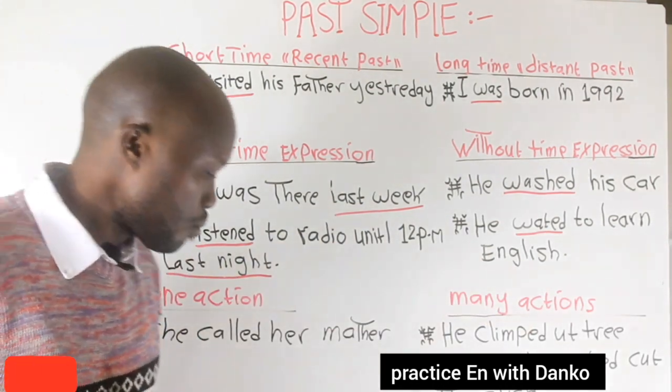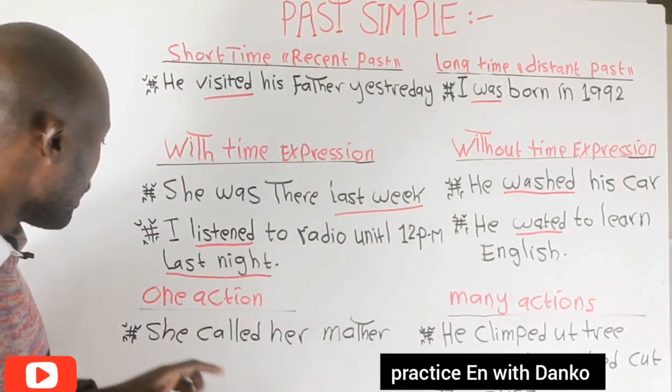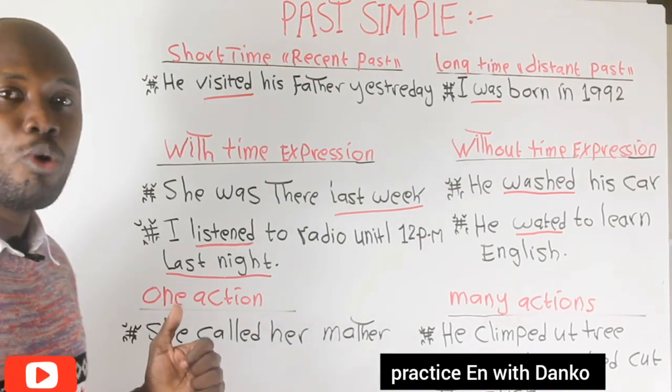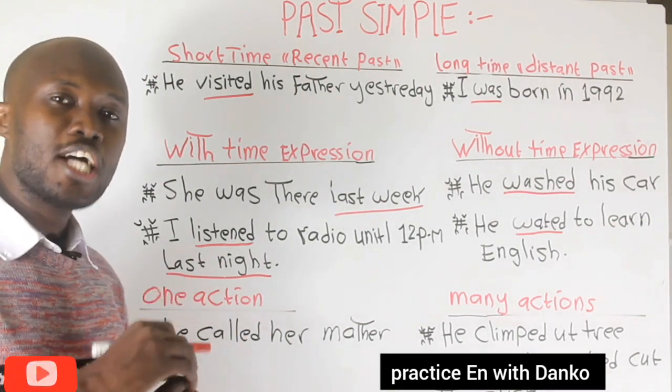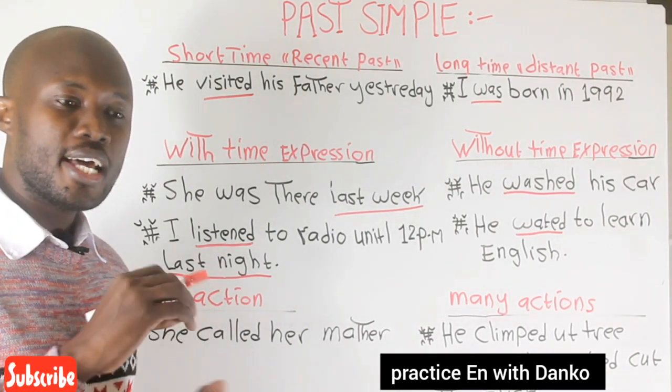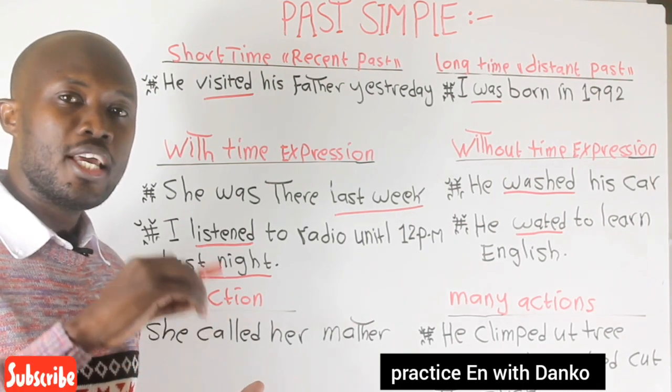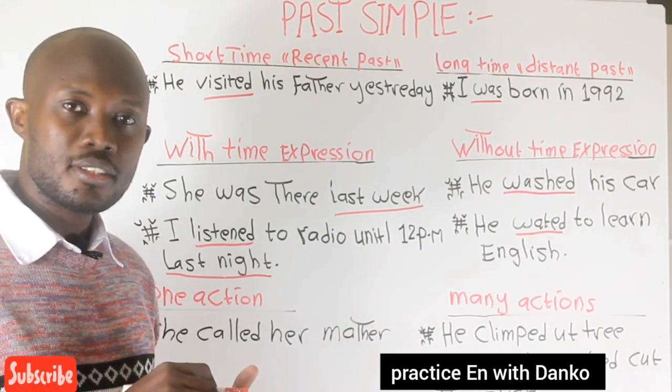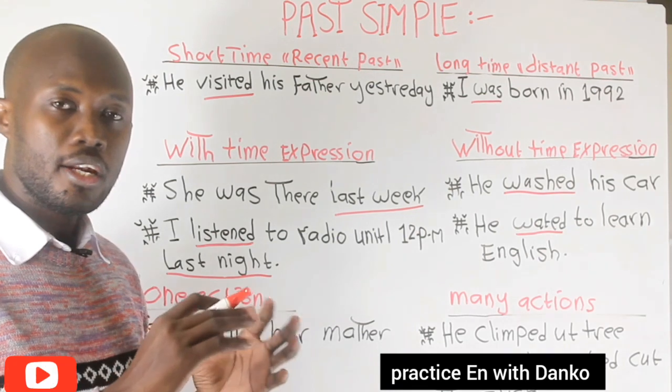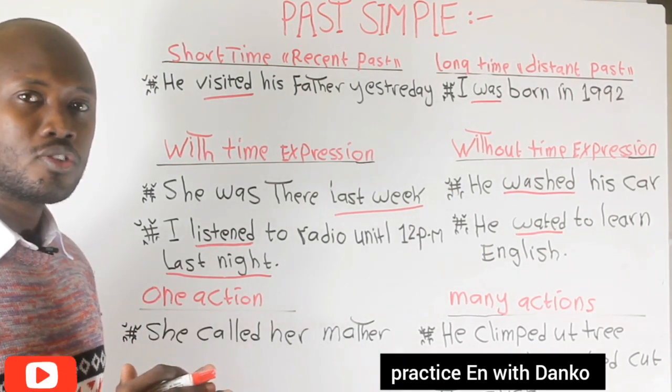So, the last part, we have the past simple with two actions in one sentence. When we have two expressions in the past simple tense in one action, how does that work?